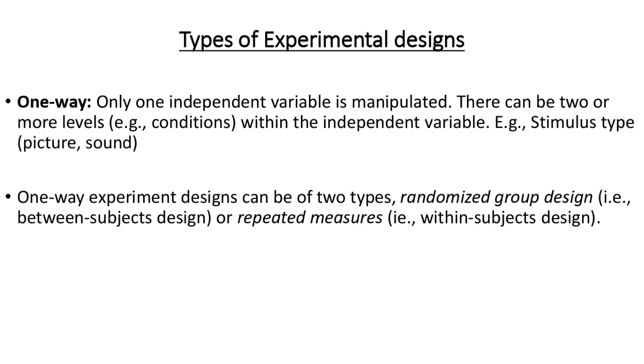So the participants would either be studying pictures or they'll be assigned to study sounds. That would be the randomized group. And the repeated participants would study pictures and sounds.